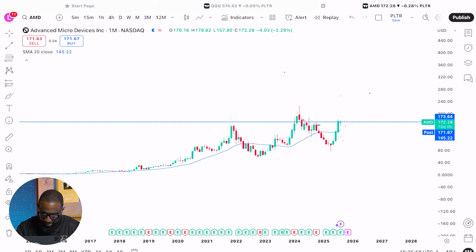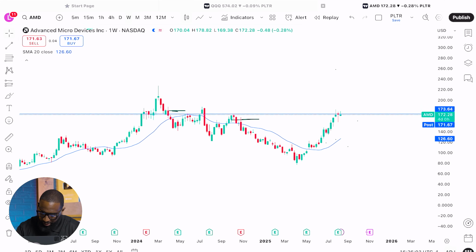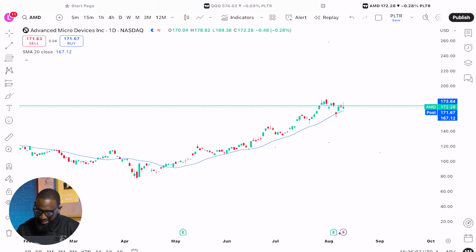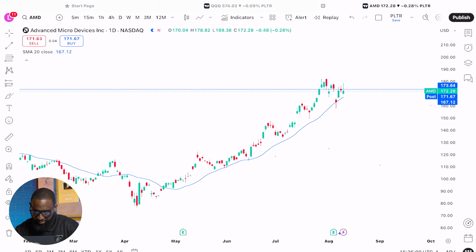As we see right here, there's an uptrend on the monthly. And as we see right here, the uptrend is still intact on the weekly. So we like to see that. Now, let's get into these specific candles that we have.